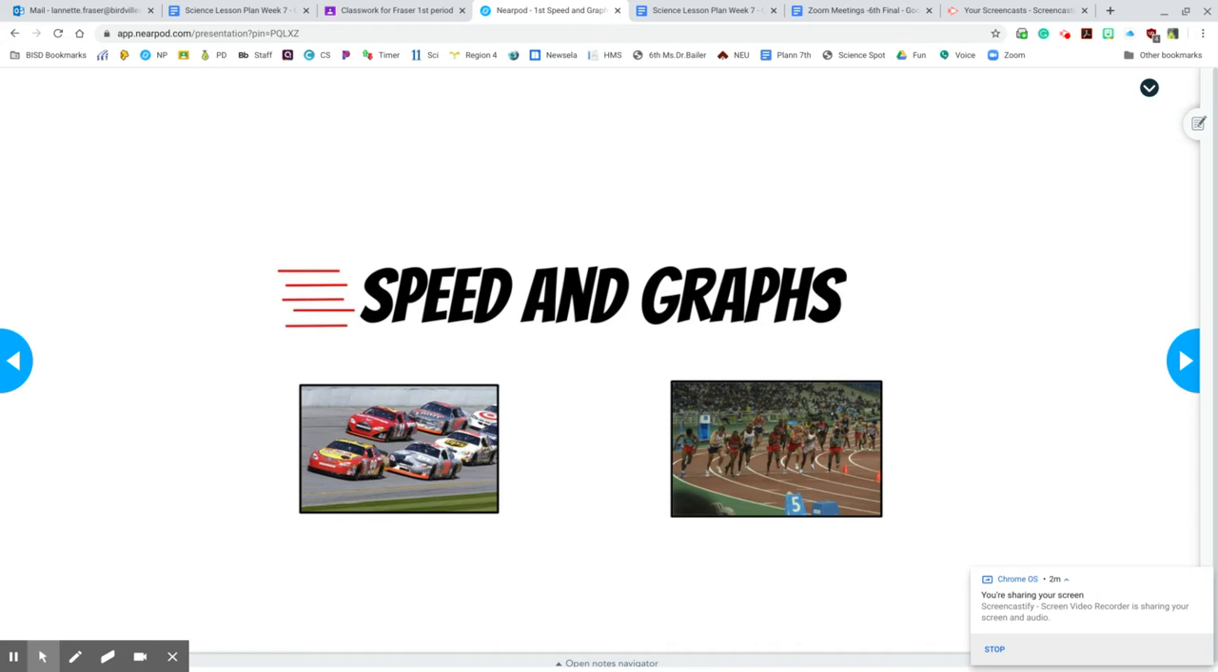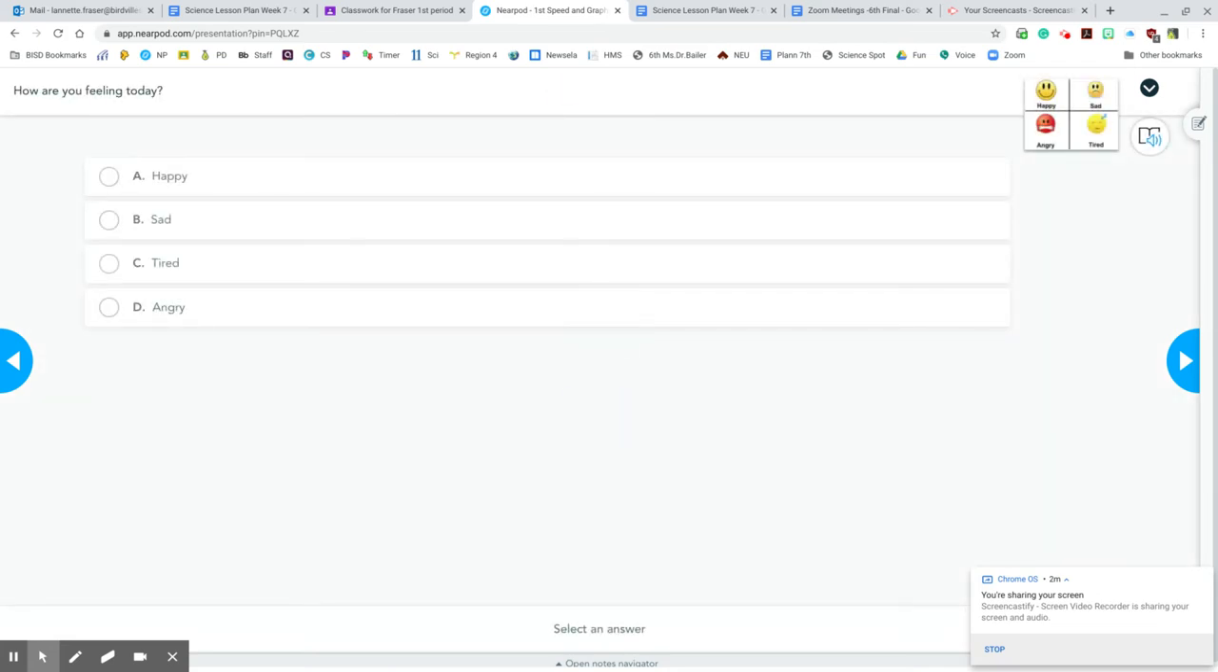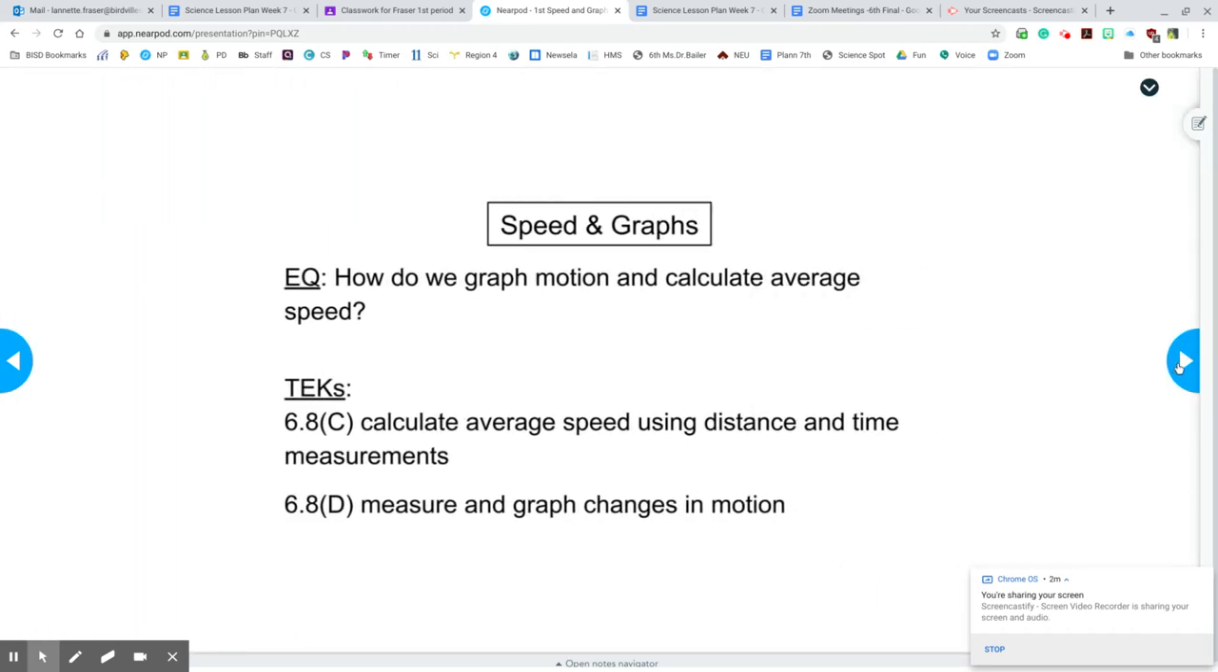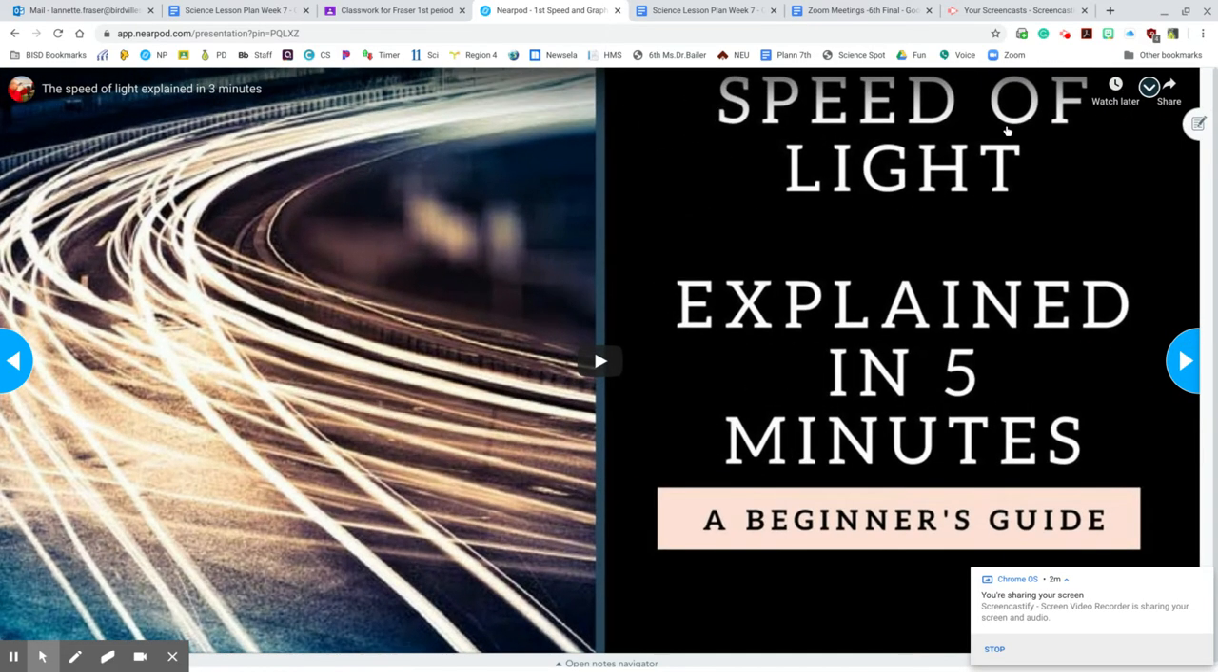Then this week's lesson is speed graphs. Continuing on, there is a poll. The question that you need to answer here, simple one, how you feeling? Let us know. Click which one of those applies to you. Then here's the essential question. How are we going to graph motion and calculate average speed? These are the two tasks that go along with that. Oopsie, wrong button. I don't need to take notes on that.